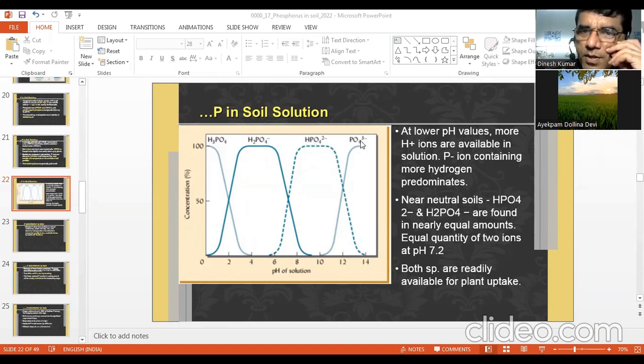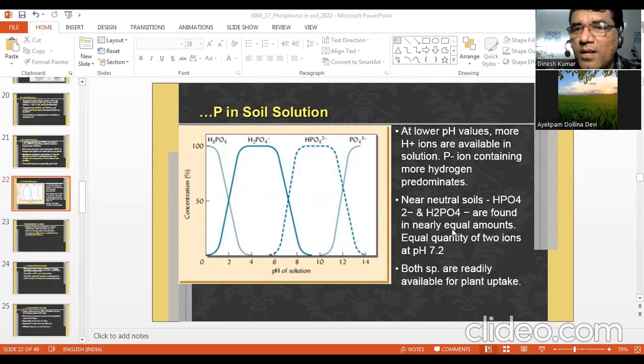Then this H will be removed, and you get phosphate. At pH 10 there is no PO4 3 minus, but after 10 you can see it starts increasing. Even at 14 pH you will get a little HPO4, not much. Around pH 13 it will be just 10%, and at pH 12 it will be like this. So it is easy to understand this picture. If you can understand this picture, get the inferences from it.